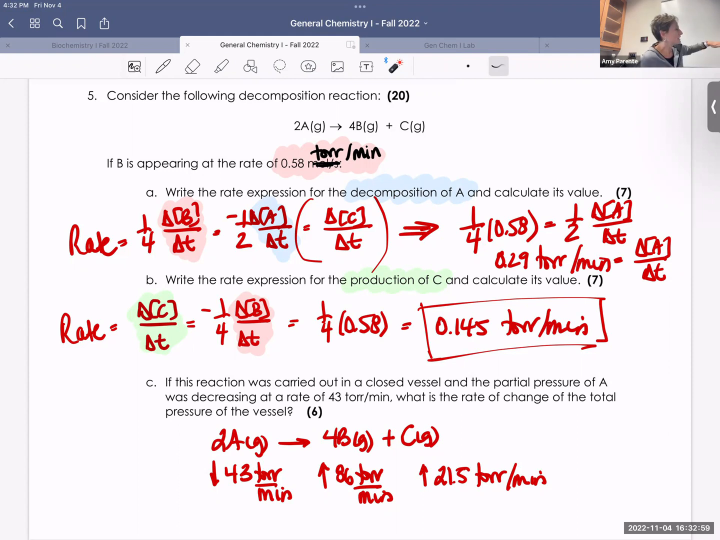What we're going to recognize here is as our reaction proceeds, some of A is going away, but we're making some of B and some of C. So we're going to add 86 and 21.5 together. And I know you got your calculator out, so go ahead and do that and then subtract 43. 64.5.